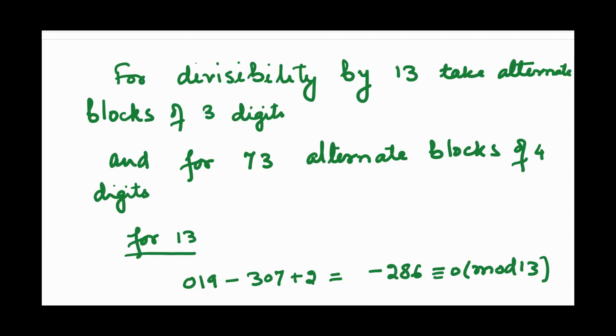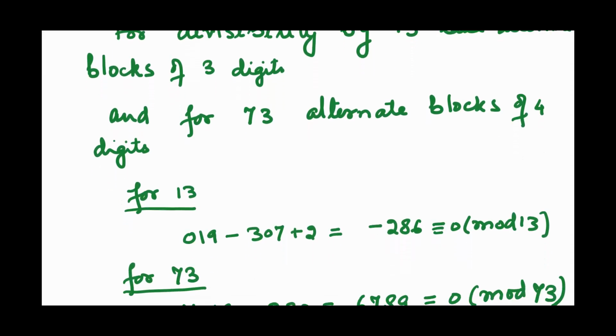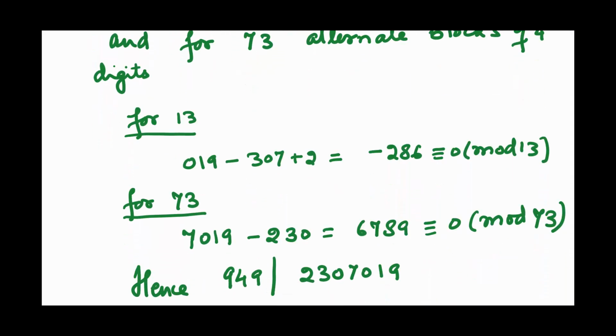13. So for divisibility by 13, we will take alternate blocks of 3 digits, and for 73 alternate blocks of 4 digits. For 13, you can see 019 minus 307 plus 2 is minus 286, which is congruent to 0 mod of 13. For 73, we have taken 4-digit blocks, 7019 minus 230, that is 6789, which is congruent to 0 mod of 73. Hence 949 divides 2307019, because both 73 and 13 divide 2307019.